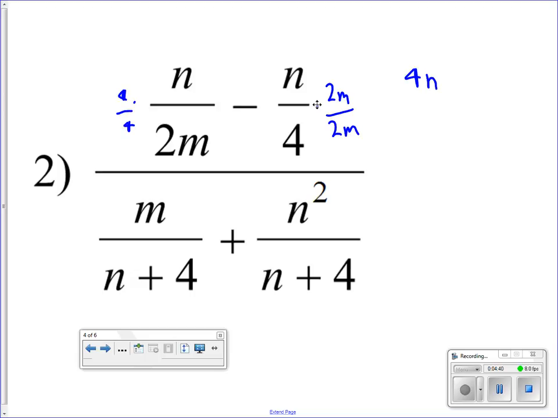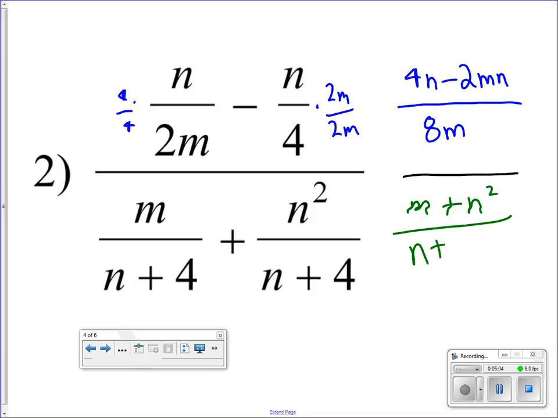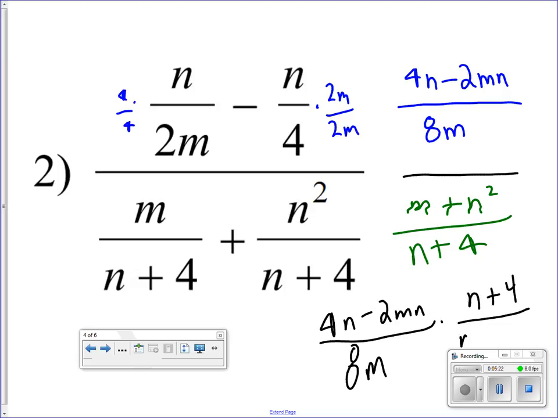So we're going to have 4n minus 2mn all over 8m. And then the denominator, look there, the denominators there are already the same. That's convenient. So just m plus n squared all over n plus 4. So now we're going to divide the numerator by the denominator, but dividing by a fraction is not something we want to do. Instead, we're going to multiply by the reciprocal.